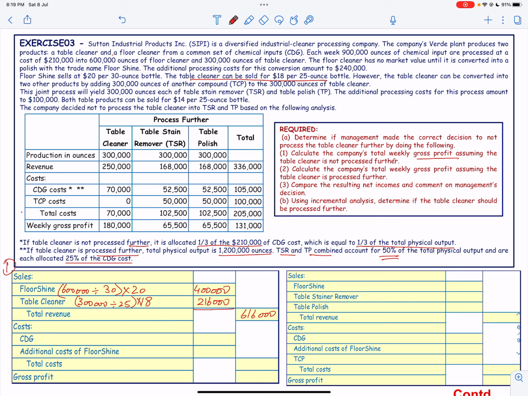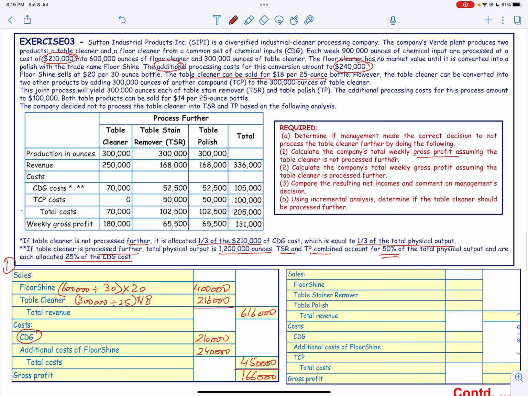Now the cost, we have the CDG cost, and that is 210,000, and there is additional processing cost for the conversion of 240,000. So the total cost is 450,000 and the gross profit will be 166,000. So this is part A we have done, and we go to part 2 now.